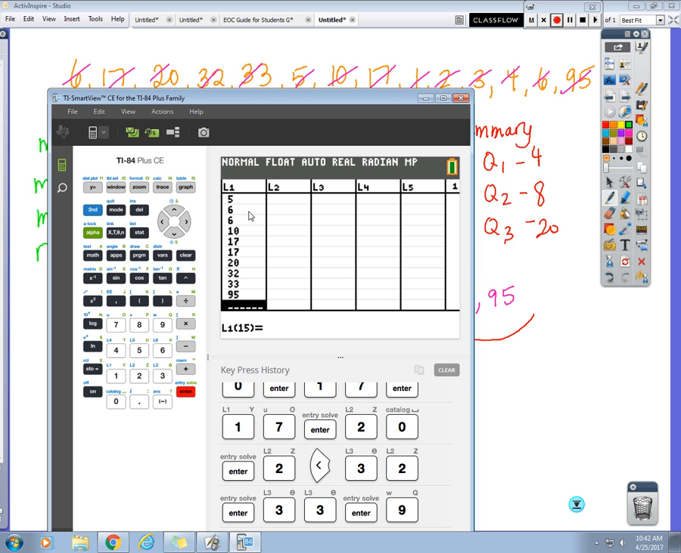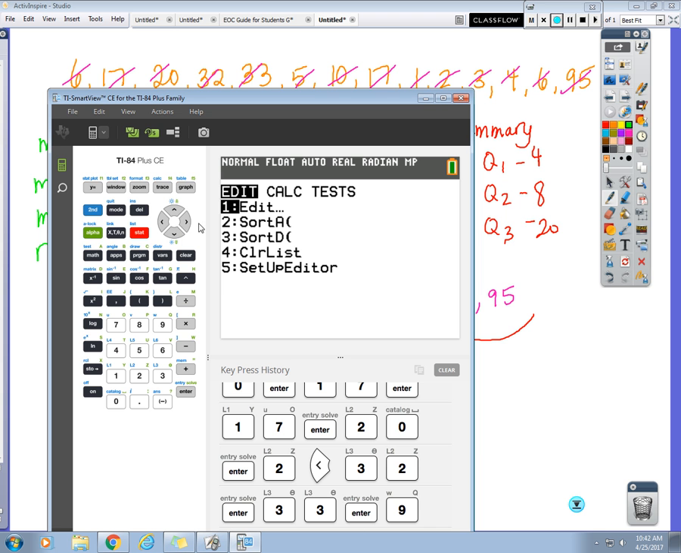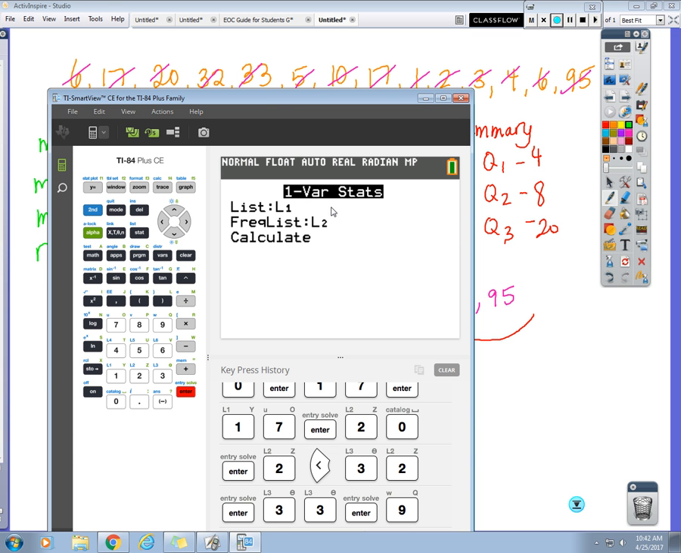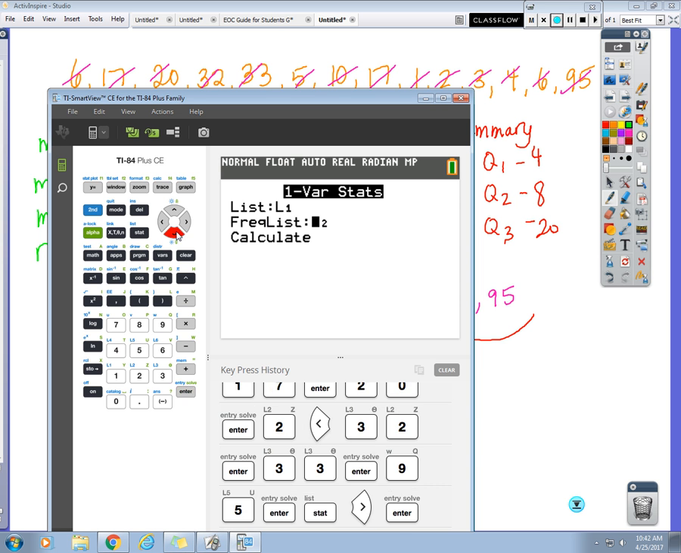Okay, now that your list is in, you're going to go back to Stat and over to Calc. This is one variable statistic, so just hit Enter. Now, right here, pay attention because we've been doing this a lot in Algebra 2. You should only have list L1. If there's something right here beside frequency list, clear it out. So just go to it and hit Delete. So all you should have is your list is an L1.